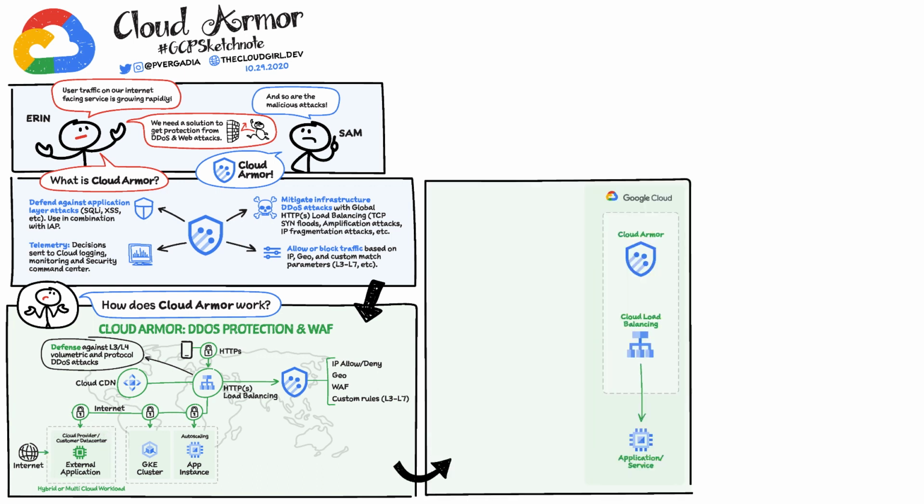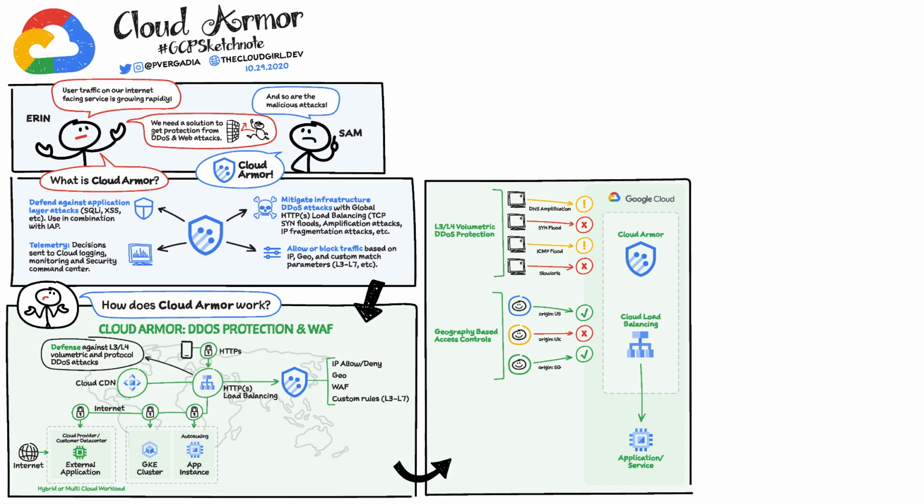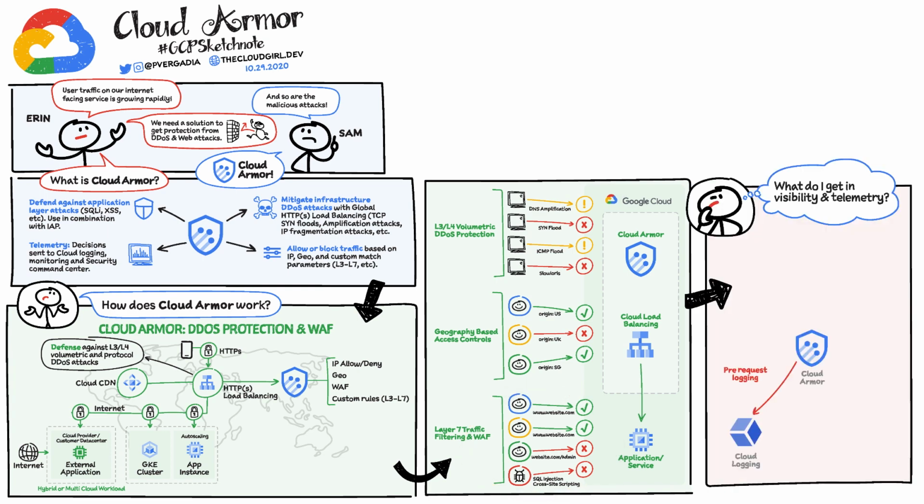Now, diving a little bit deeper, Layer 3, Layer 4 volumetric DDoS protection includes DNS amplification, SYN floods, ICMP floods, slow loris attacks, etc. Geographic and IP-based access controls include allowing and blocking certain geographies or IPs. And Layer 7 application layer traffic filtering includes SQL injections, cross-site scripting, and other OWASP top 10 risks. All the telemetry goes to Cloud Logging, Cloud Monitoring, and to Security Command Center for analysis.